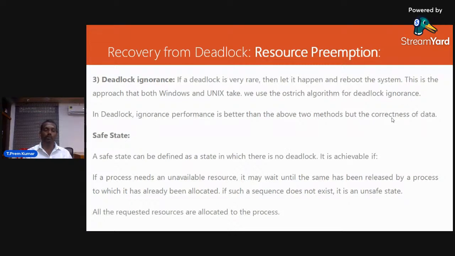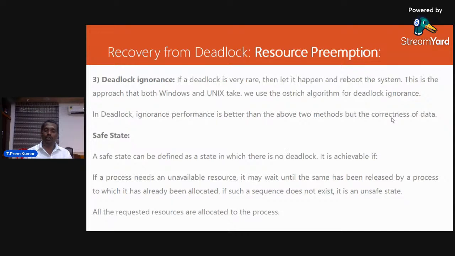So that is what it is saying here: the safe state can be defined as a state in which there is no deadlock. It is achievable if a process needs an unavailable resource, it may wait until the same has been released by a process to which it has already been allocated. If such a sequence does not exist, it is an unsafe state. If we can get a sequence, all the processes which are going to execute are in a safe state. If we cannot find the sequence, the processes are going to face the deadlock.